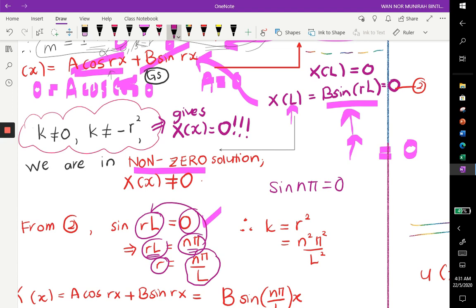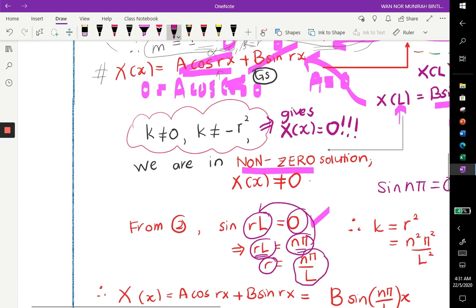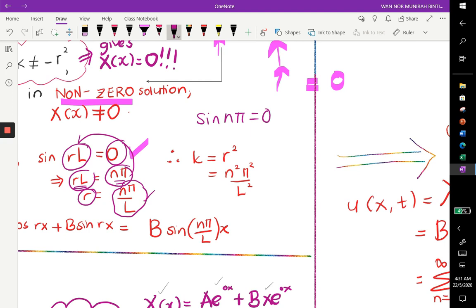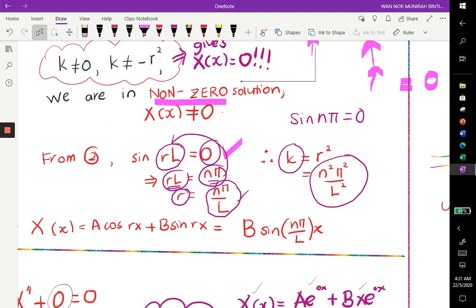And then go back to our choice of K. Sorry, bukan X, K. K is R square tau. K equals to R square. What is R just now? R is n pi over L. K is R square. So, K is n square pi square over L square. Therefore, this is the correct value of K. This is the correct eigenvalue that will make our solution X non-zero.